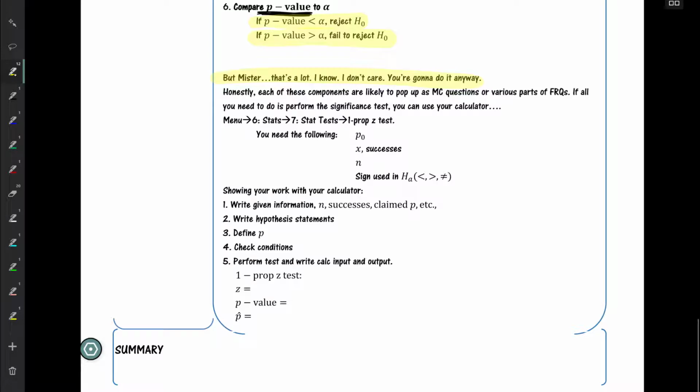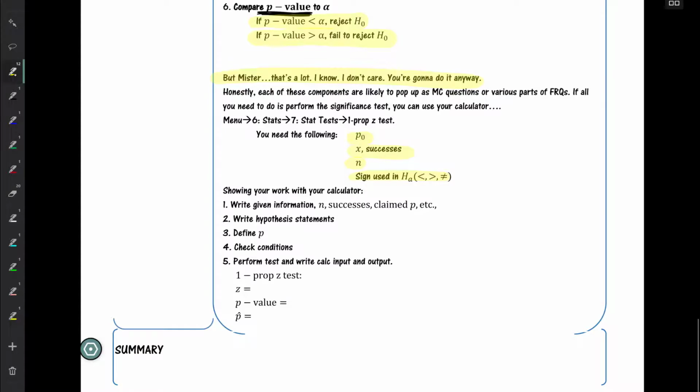Now, honestly, each of the components that we did are likely to pop up as either multiple choice questions or various parts of the free response questions. So if all you need to do is perform a significance test, there are ways around it. You can use a calculator like the TI Inspire that we have in class by following these keystrokes here, punching in your assumed proportion, your number of successes, that's a whole count representation of your p hat, the sample size, and the sign that you're going to use. Or there are other online calculators that we can use, and I'll show you that.